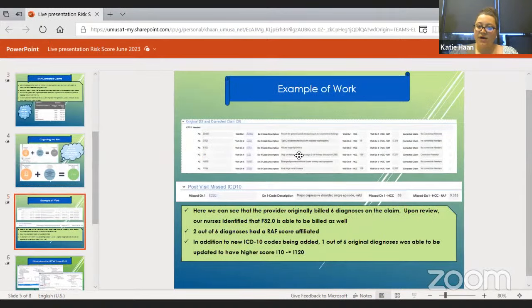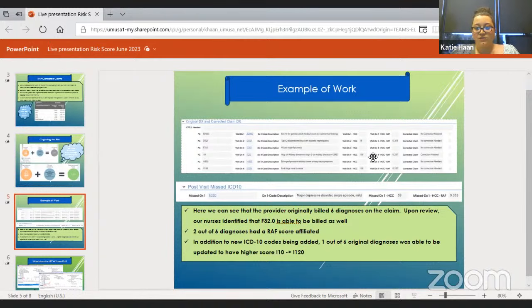This is an example of what our work would look like. So here we have all of the diagnoses. Originally the provider had billed 6 diagnoses on the claim, but upon review, our nurses identified that F32.0 was able to be billed as well. 2 out of the 6 diagnoses had a RAF score affiliated. And in addition to the 1 new code being added, 1 of the 6 diagnoses was able to be updated.